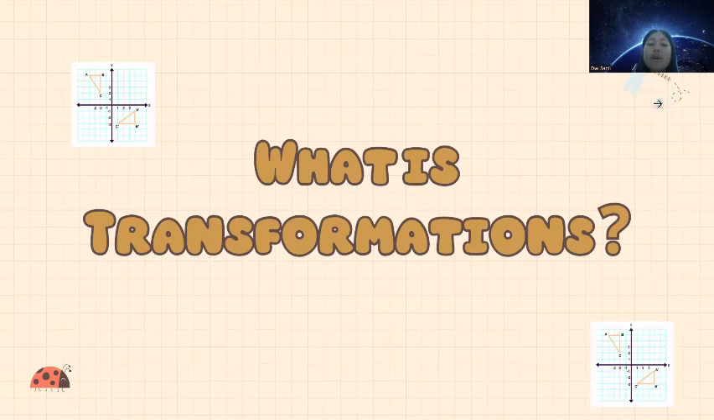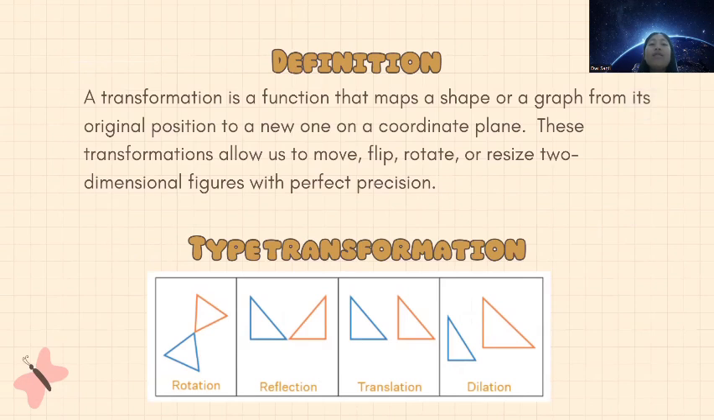Next, here I want to ask: what is a transformation? Good job. By definition, a transformation is a function that maps a shape or a graph from its original position to a new one on a coordinate line. This transformation allows us to move, rotate, or resize two-dimensional figures with perfect precision.